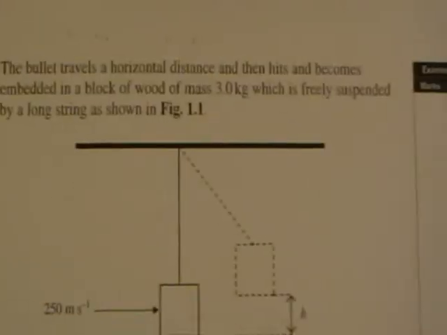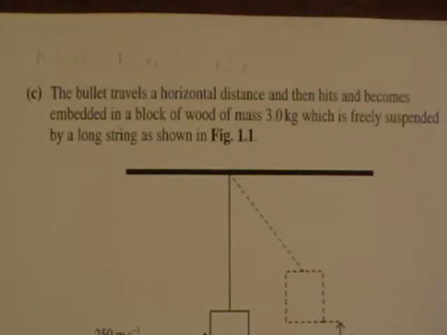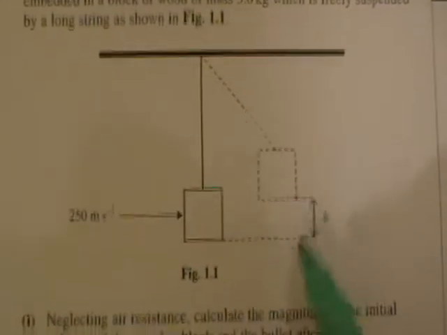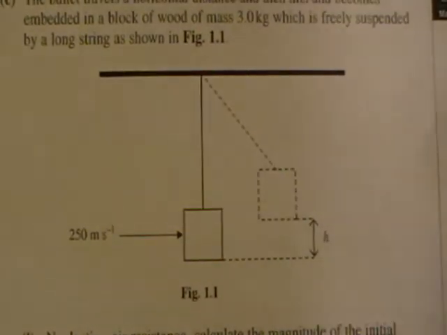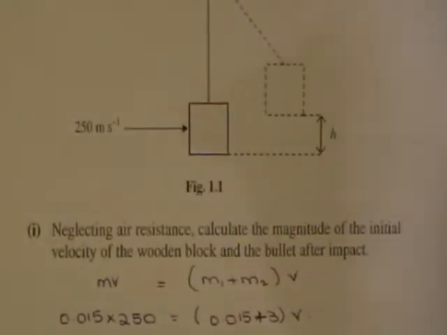Part C. The bullet travels a horizontal distance and then hits and becomes embedded in a block of wood of mass 3 kilograms, which is freely suspended by a long string as shown in figure 1.1. And so you can see it hits the wood and it swings up to the side to a height h. Neglecting air resistance, calculate the magnitude of the initial velocity of the wooden block and the bullet after impact.